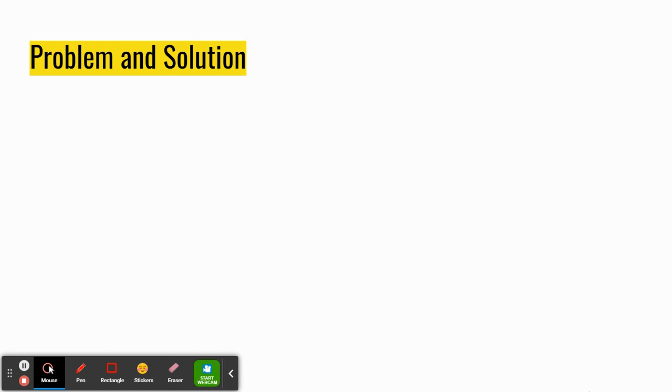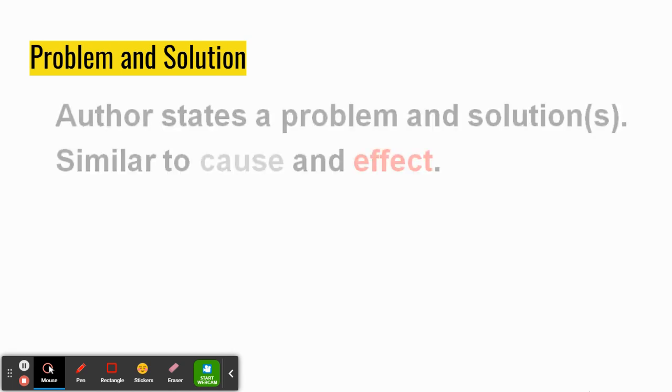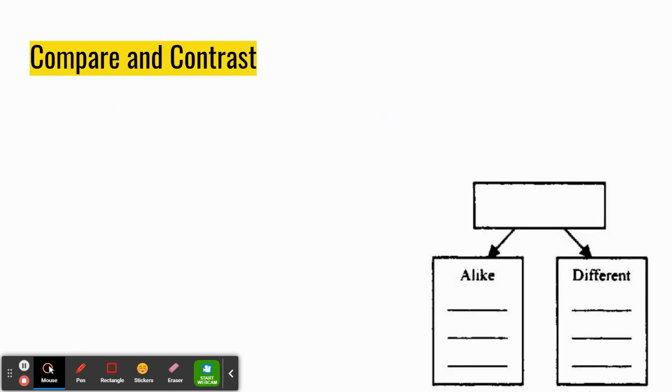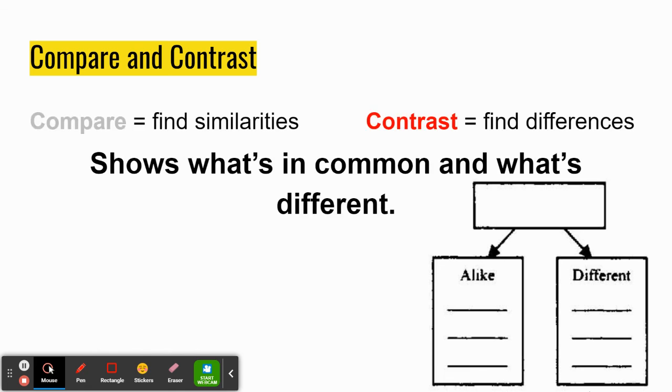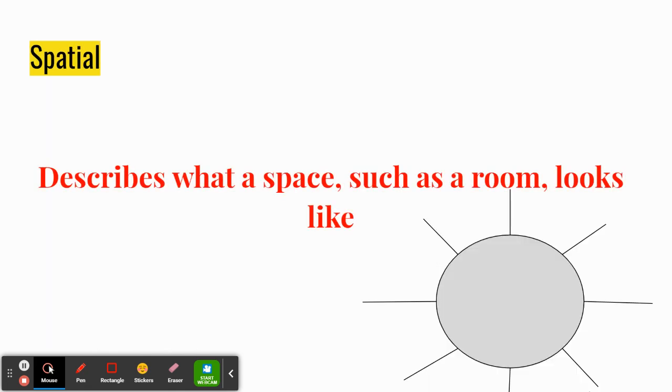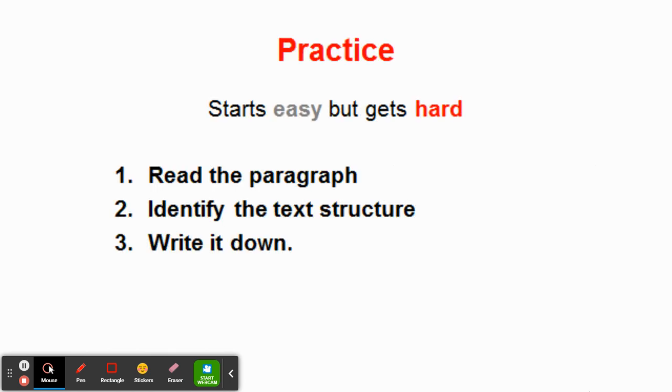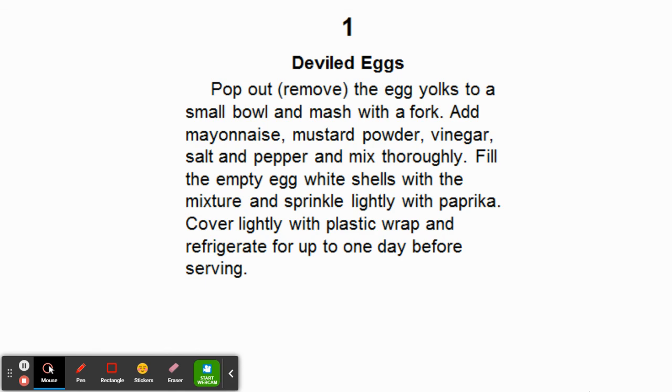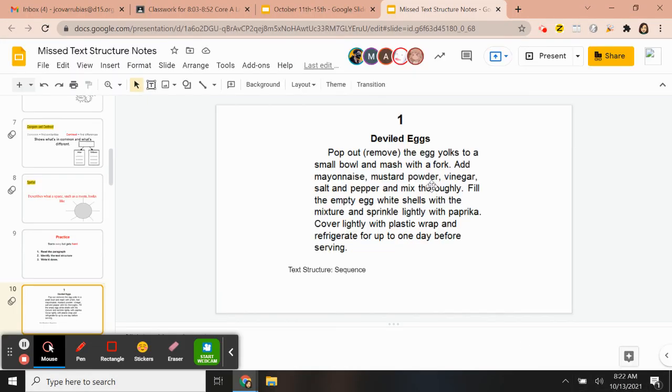The author gives you a problem and tells you how to solve it in problem and solution. The author's talking about how two things are similar and different in compare and contrast. And then lastly, the author's describing what a space looks like in the spatial text structure. Right? So these aren't too difficult, right? No? Okay.